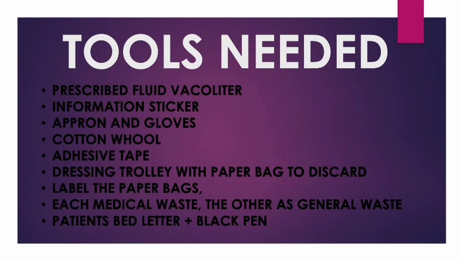Also, you will need an apron and gloves for your protection, cotton wool to clean the incision site if it's not clean, adhesive tape to put on with cotton wool if you are removing the vacolitre or the incision site, and a dressing trolley which has 2 paper bags, one on the left, one on the right. The paper bags must be labeled, one as medical waste, the other as general waste. You must also have the patient's bed letter and a black pen for you to record.